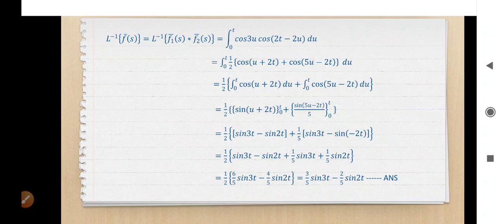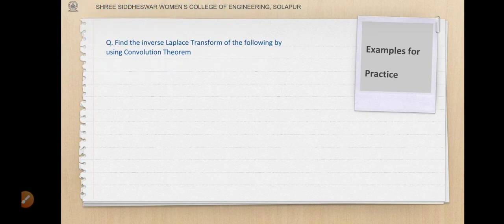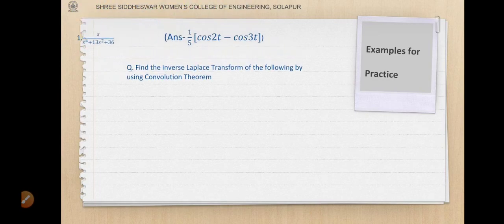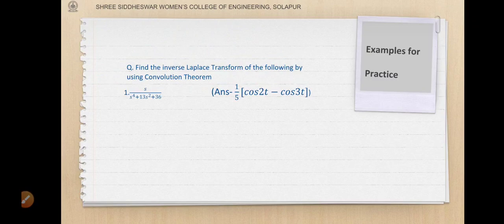So in this way you can solve the examples using the method of convolution theorem. In the same way you can solve one more example. Here I have given you only one example. In the solved examples, the first example had numerator 1, the second example had numerator s square. Now here the similar example is there with numerator s.